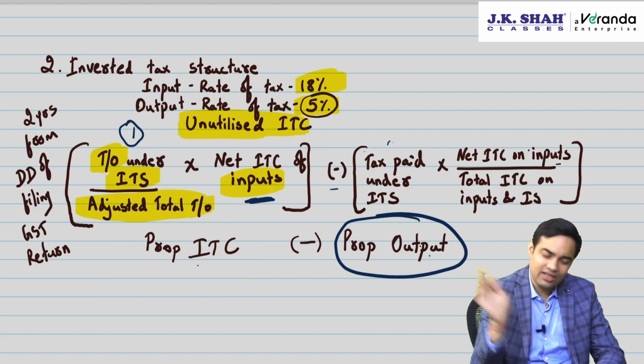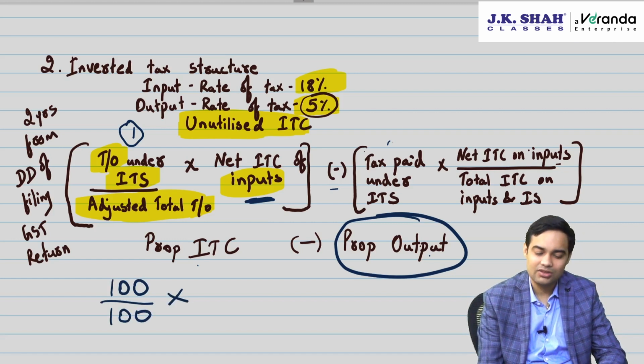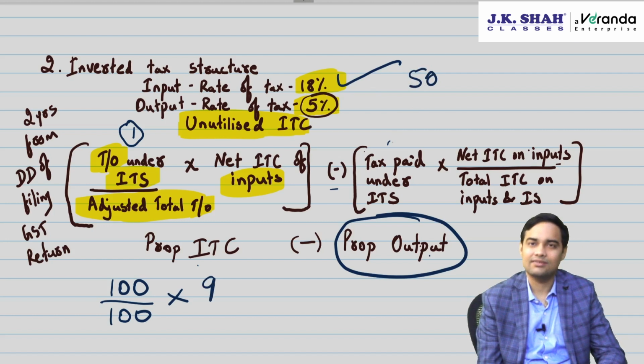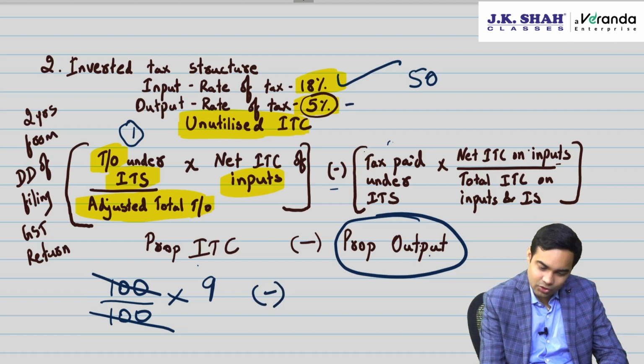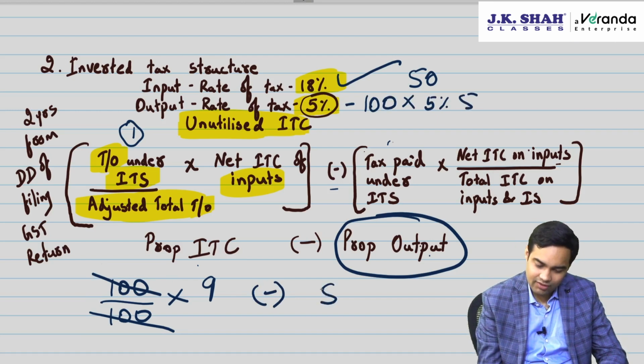Say suppose you only have inverted tax structure and turnover is 100. So 100 divided by 100 into net ITC on inputs. Input say suppose 18% and 50 rupees was the purchase. So 18% into 50 rupees, 9 rupees. So proportionate ITC is 9 rupees because of the same turnover of 100, minus say suppose output rate. Output we have taken the turnover as 100 here. So 100 into 5%, which comes to 5 rupees, and net ITC on inputs 9 rupees.